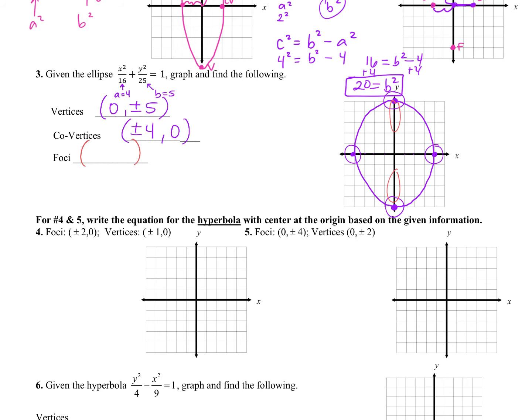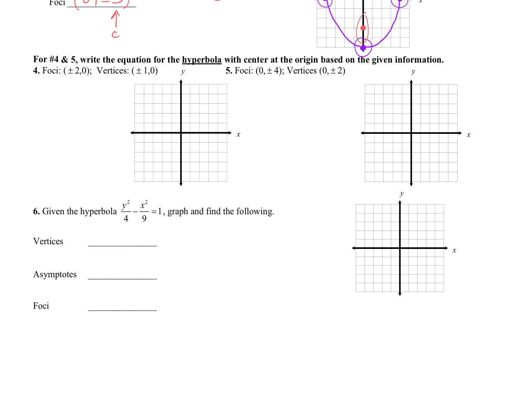So coming up with our foci, remember we need to find our c is what's going to go in right here. So to find c, this is always c squared equals the bigger number squared minus the smaller number squared. So equals our b squared minus our a squared. Okay, so when we do that, we get c squared equals 9, which means c is plus or minus 3. So your foci, 1, 2, 3, and 1, 2, 3 are going to fall right there. So that's 0 plus or minus 3.